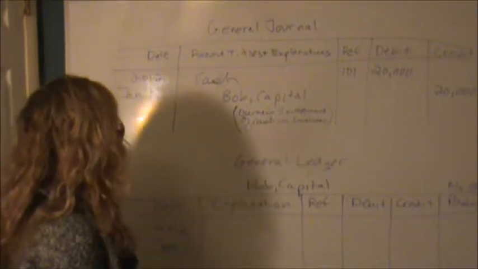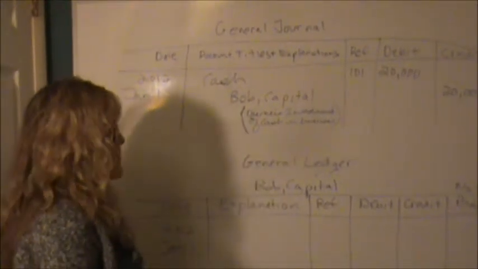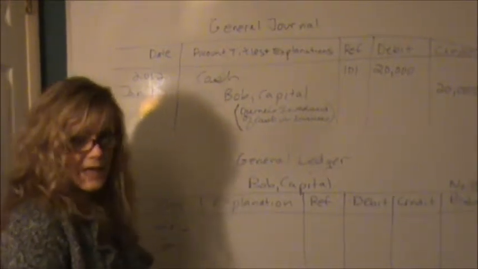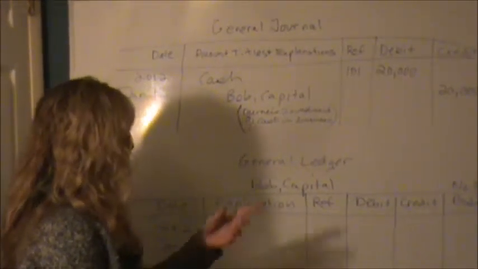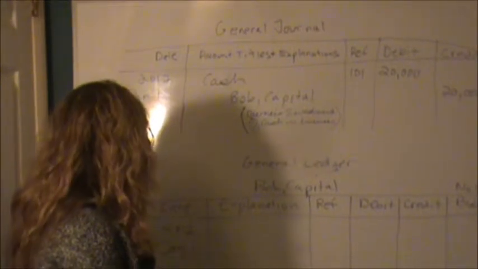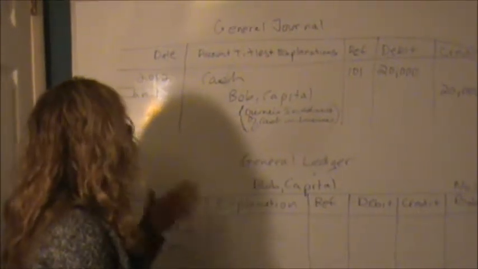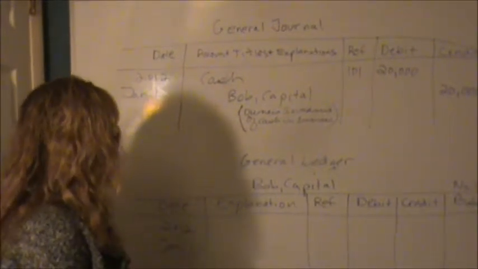Okay, now what we are going to do is we are going to post from the journal to the ledger the information about Bob Capital. If you notice, we have Bob Capital. That's the account we're dealing with in the ledger. The number is 301. And we are not going to need an explanation again, right? Because the explanation is included within the journal entry.